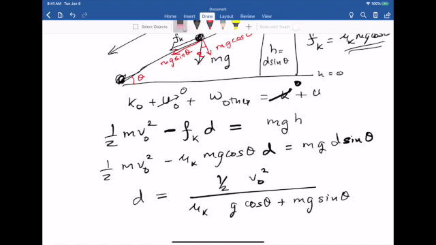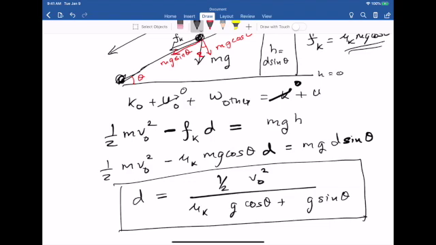So the answer doesn't depend on m. And that's the final answer. So as you can see, using Newton's second law and kinematics, that would have been quite tedious. But if you use conservation of energy, it's literally just 2 lines of work to get the answer.